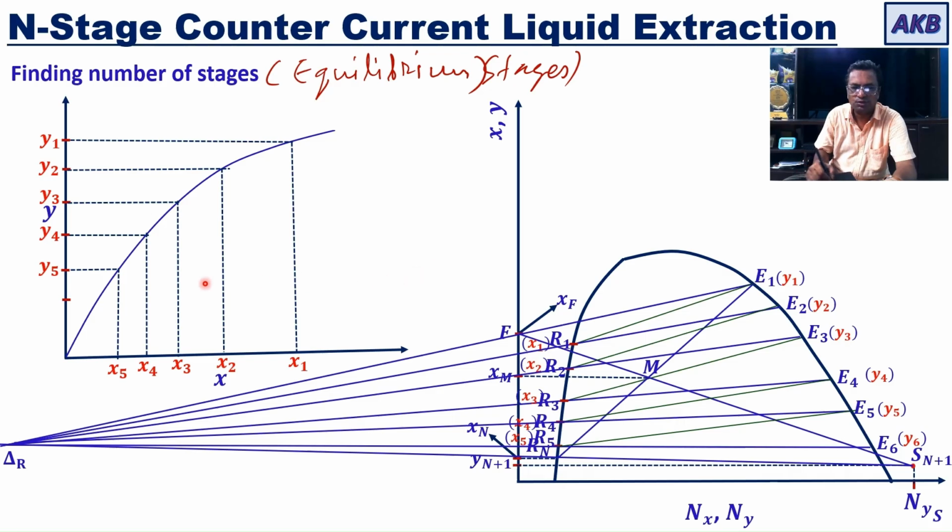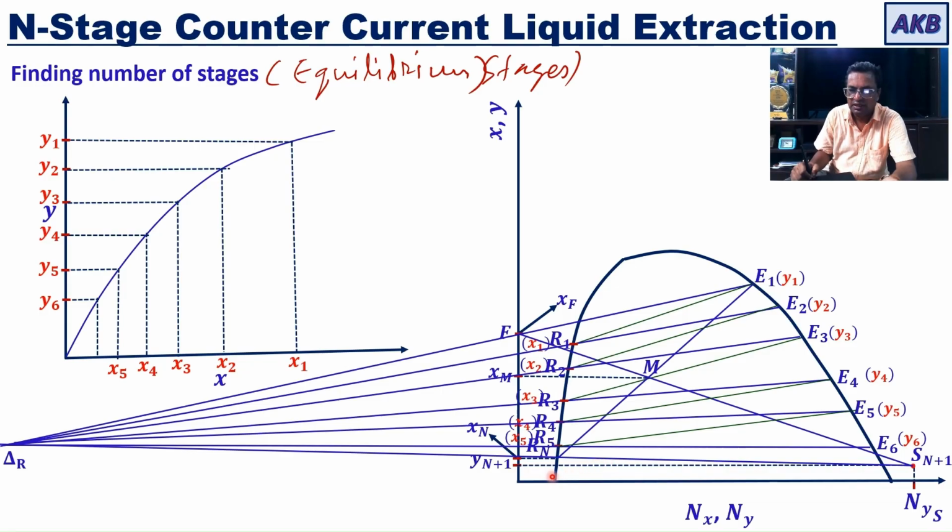I will come back to the distribution diagram. I will locate Y6. I will find corresponding X6, and then with this X6, I am going to locate R6 as I had done in the previous cases. And then since R6 and E6 are in equilibrium with each other, I will have to connect them with the help of this green tie line.